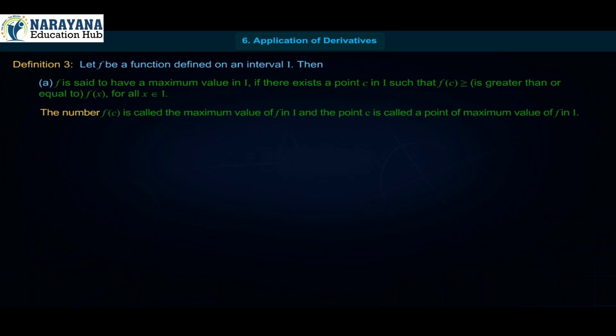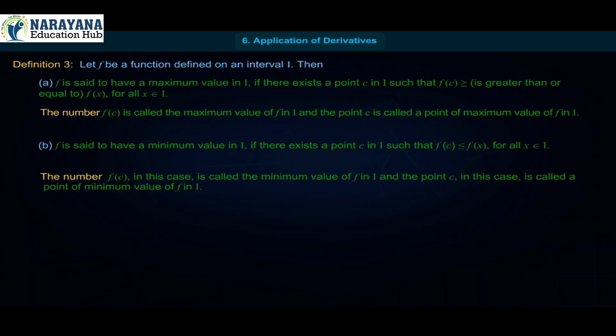The number f of c is called the maximum value of f in I, and the point c is called a point of maximum value of f in I. B. f is said to have a minimum value in I if there exists a point c in I such that f of c is less than or equal to f of x for all x belonging to I. The number f of c in this case is called the minimum value of f in I, and the point c is called a point of minimum value of f in I.